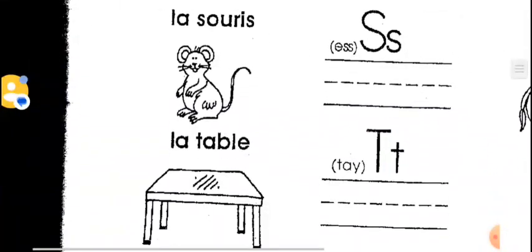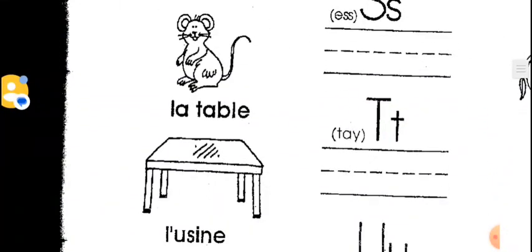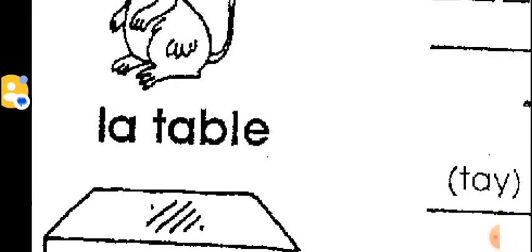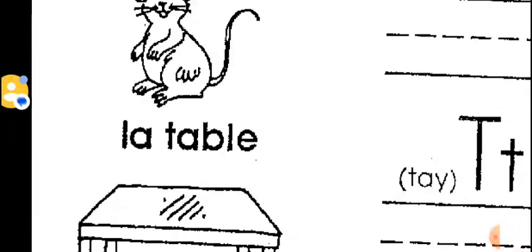Next, we are on la lettre T. And for la lettre T, we have the word la table. La table. Très bien. And la table is spelled L-A for la, T-A-B-L-E for table. La table. And you see, table is spelled exactly the same as in English. The difference lies in the pronunciation, obviously.